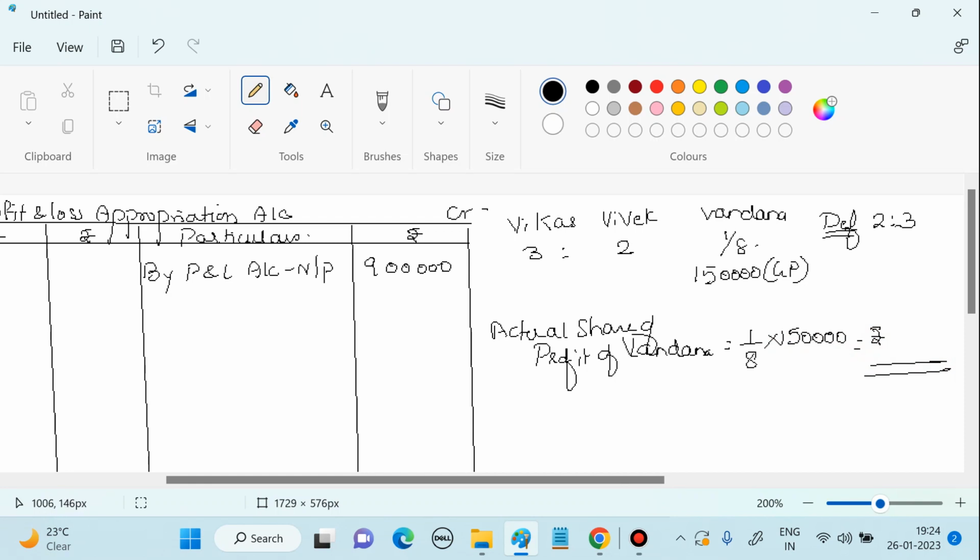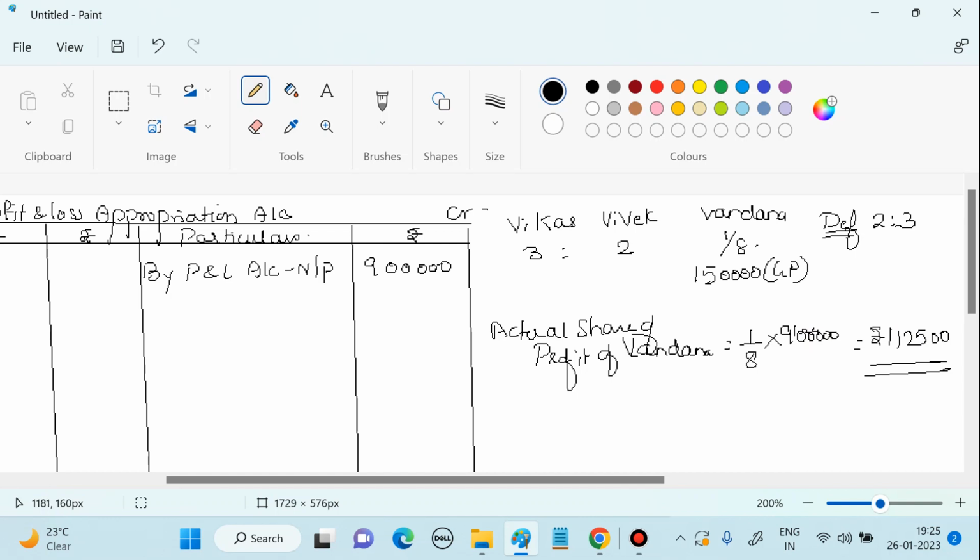Will it be 1,50,000? Oh, so not 1,50,000. It is 9 lakh. Yes, ma'am. Same thing. 9 lakh. So how much would that be? 1,12,500. This is the actual share of profit. What has happened here? She was guaranteed 1,50,000, but actual share of profit coming to 1,12,500.